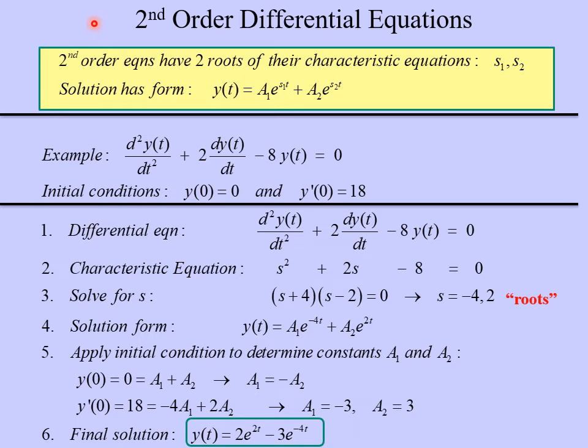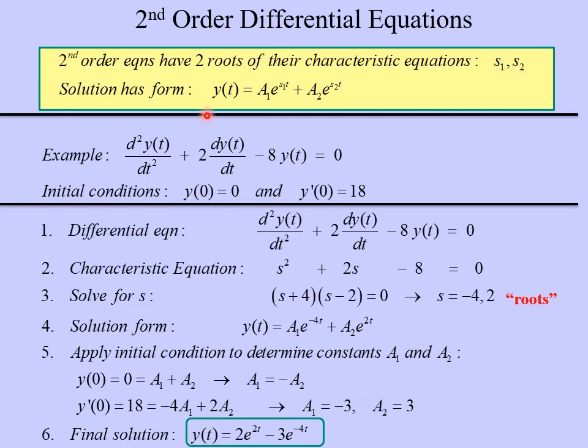So that brings us to second order differential equations. Now, the difference here is that second order differential equations have two roots of their characteristic equations. So we'll call those roots s1 and s2 to distinguish the two roots from each other. And the solution has the form y(t) = a1 e^(s1 t) + a2 e^(s2 t). So this is sort of a superposition of the two solutions, one solution for each root here.